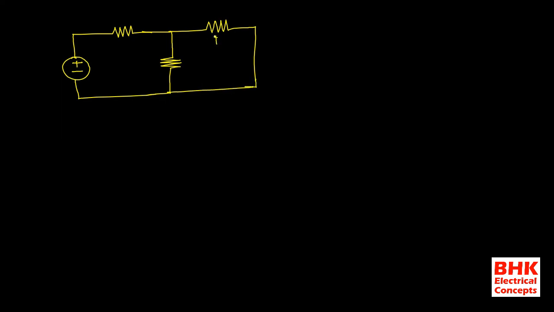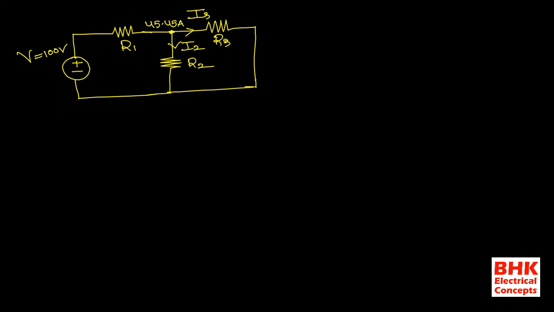Now another point: we need to find the value of I3, which is also divided from the current available at the junction point. So again I am drawing the original circuit for finding the value of I3, which is flowing through R3. This is R3, this one is R2 and this one is R1. V is equal to 100 volts. Now we need to find the value of I3, and this is I2. If we are finding the value of current I3 by using the current division rule, the opposite resistance is R2 only.